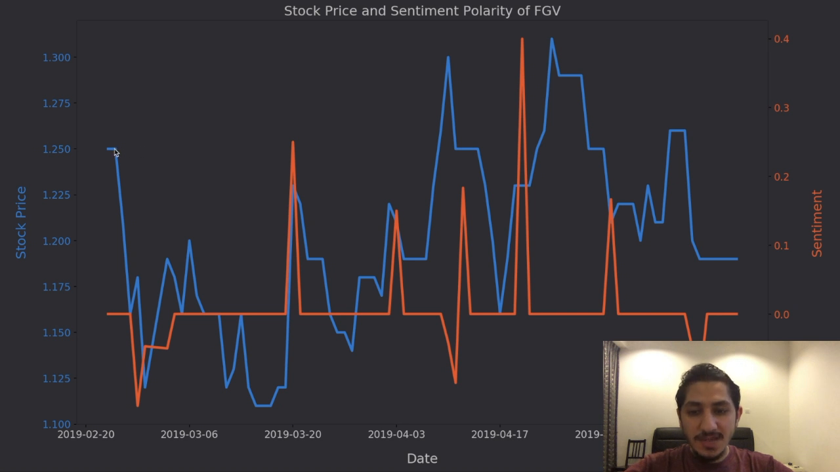So we can see that there is a relationship between the stock price and the sentiment. For example, here we see a drop in sentiment and a drop in stock price. Here we see a spike in sentiment and a spike in stock price. Here also. So we conclude that there is a relationship between the two. And it's a question that can we predict the price from the news?